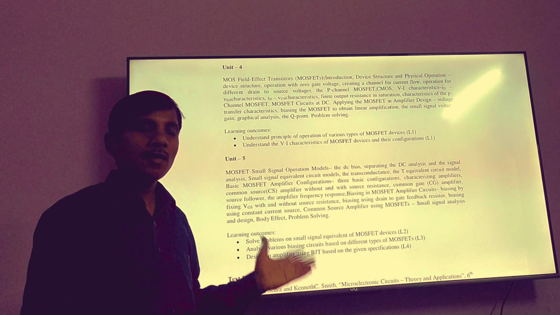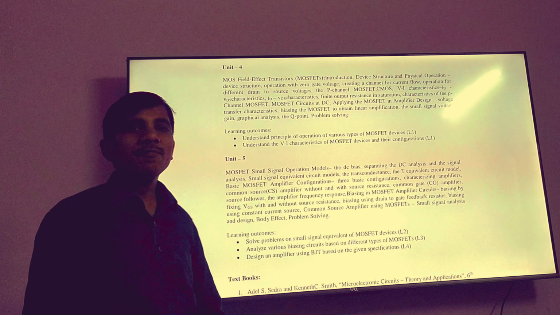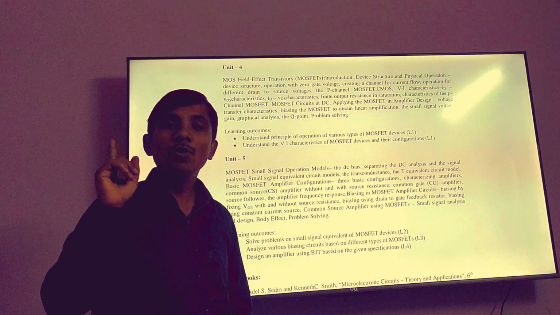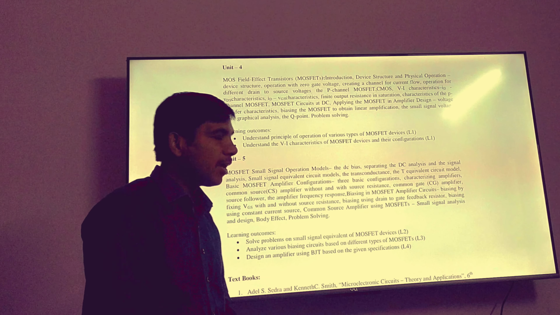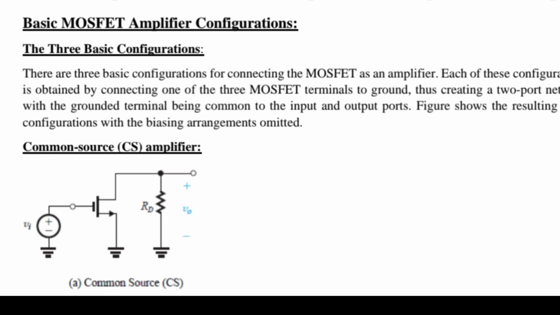Let us see that common source amplifier. If you prepare these MOSFET amplifier configurations of unit 5, you will get 10 marks. Mostly the most important one is the common source amplifier. These are the 3 basic configurations of MOSFET amplifier. There are 3 basic configurations for connecting the MOSFET as an amplifier. An amplifier amplifies the signal, whatever signal you give as input, it gives the output.